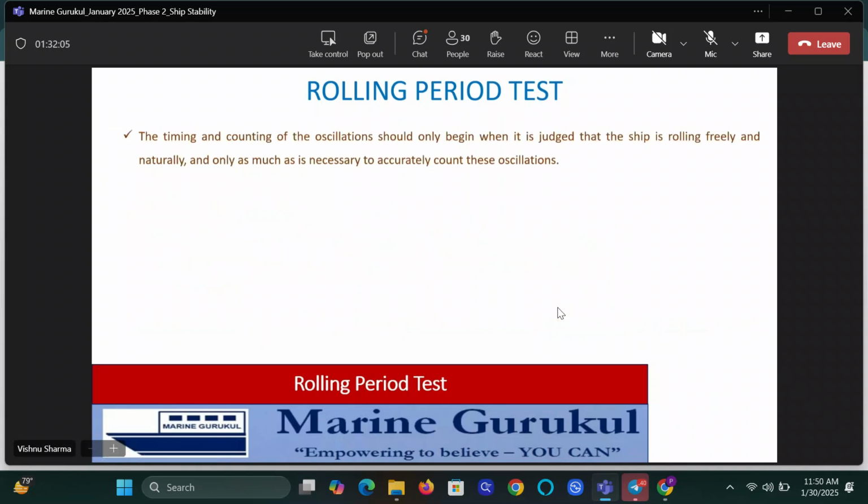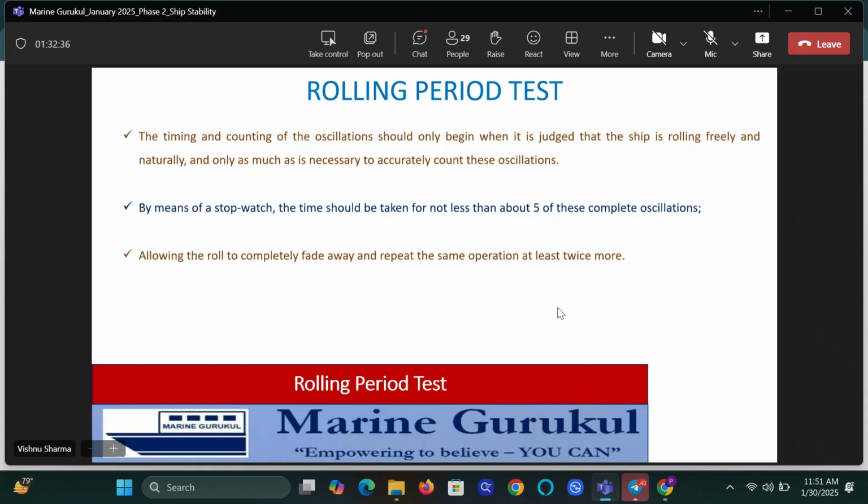The timing and counting of oscillations should begin only when you judge that the ship is rolling freely and naturally, and only as much as is necessary to accurately count these oscillations. By means of a stopwatch, the time should be taken for not less than 5 oscillations. Then you can get the TR by dividing the time by the number of oscillations.